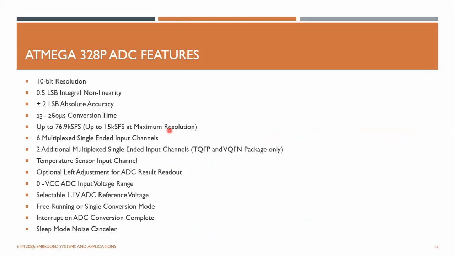From this point, I'm taking some examples using the ATmega328P microcontroller. It has a 10-bit resolution, so whatever the analog value, it can be represented as a 10-bit digital number. 0.5 LSB integral nonlinearity, plus or minus 2 LSB absolute accuracy, and so on. It has an internal 1.1 volt ADC reference, a noise canceller, and can have a maximum rate of 15 kilosamples per second.